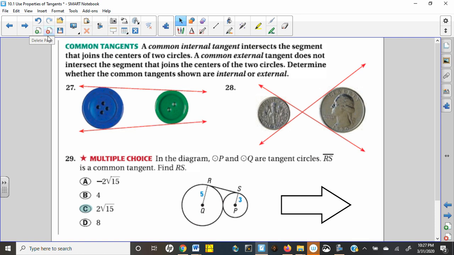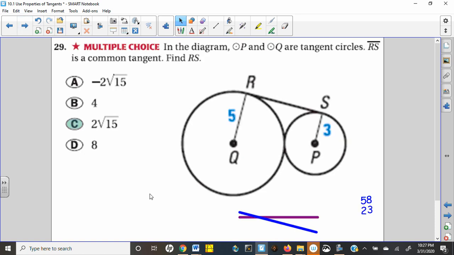27, 28, 29 was the big one, right? 29. And I will admit, 29 was a little, you had to look at it the right way. It was a little bit tricky, but once you looked at it the right way, it really wasn't that bad. So let's take a closer look at it here.